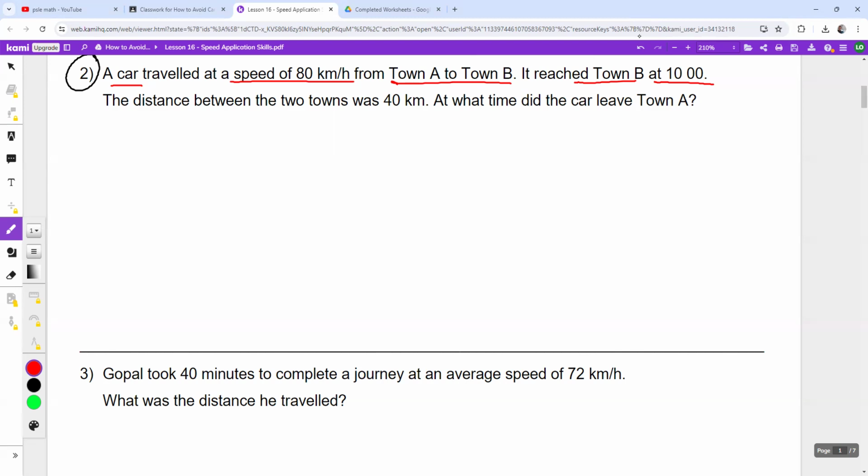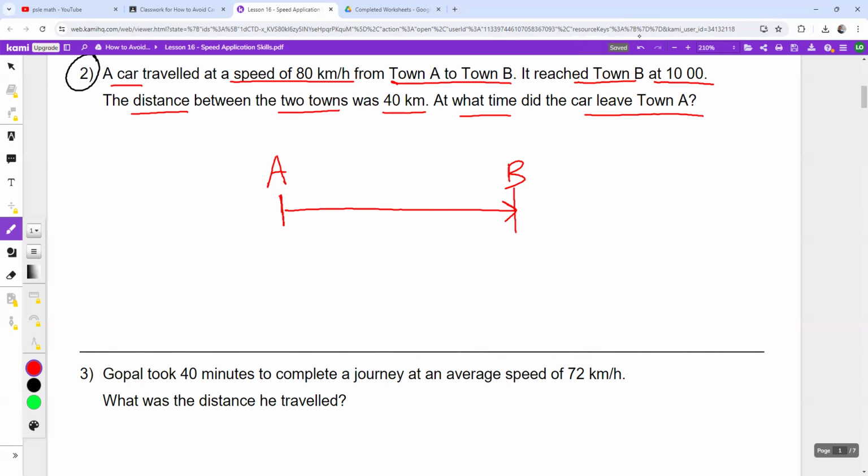So if you look at this question again, it reached town B at 1000 and the distance between the two towns was 40 km. What time did the car leave town A? So how do we draw out this problem? Now, we have town A, which is the starting point. So when you start, there's a vertical line that you draw to show where you start. And the car travels to town B. So you have another vertical line. So from the start to the end, you label the destination, town A to town B.